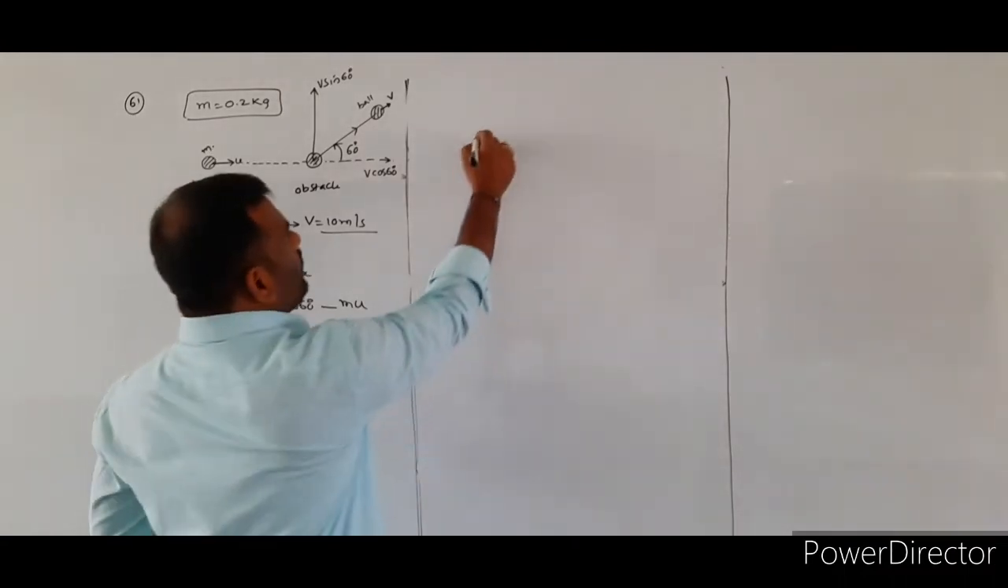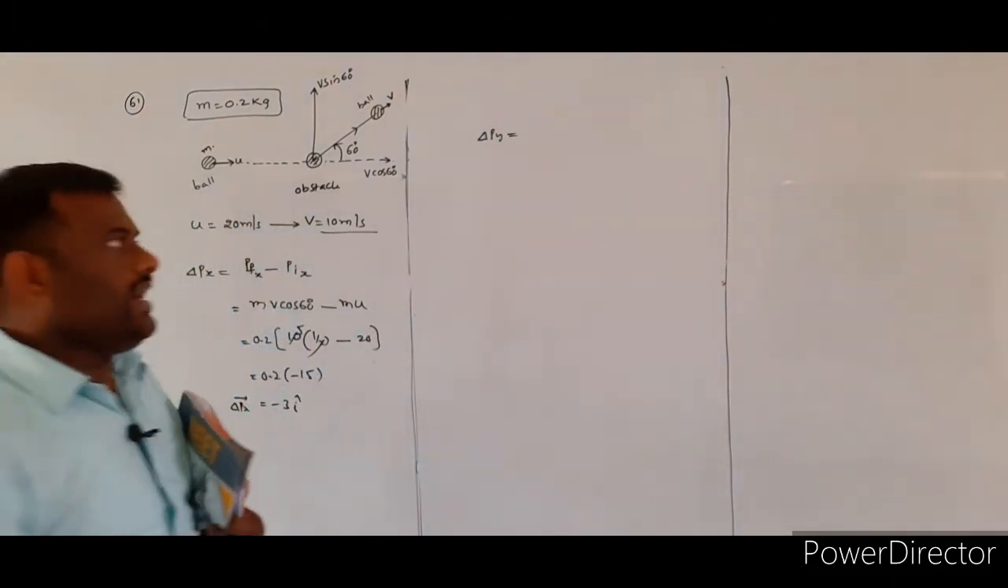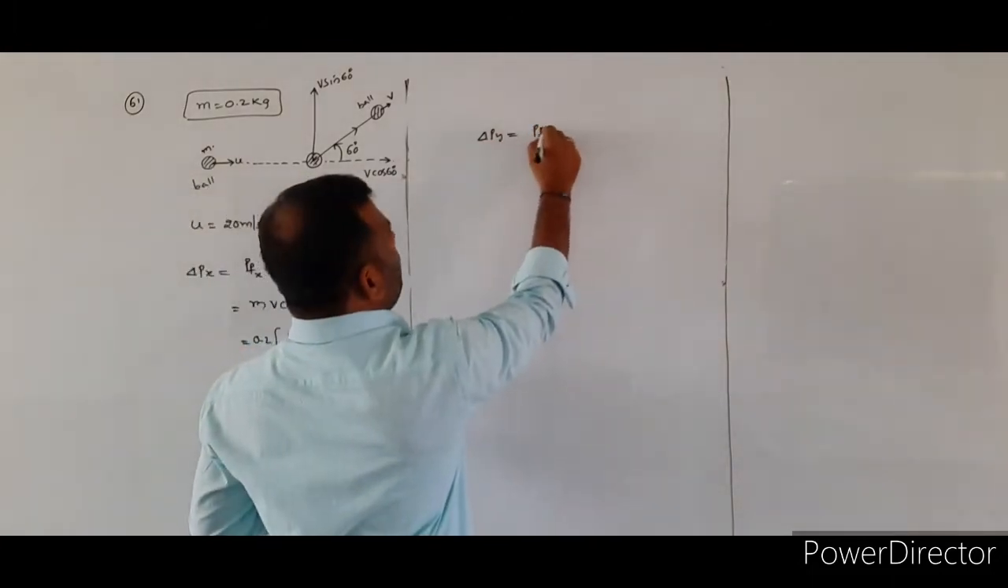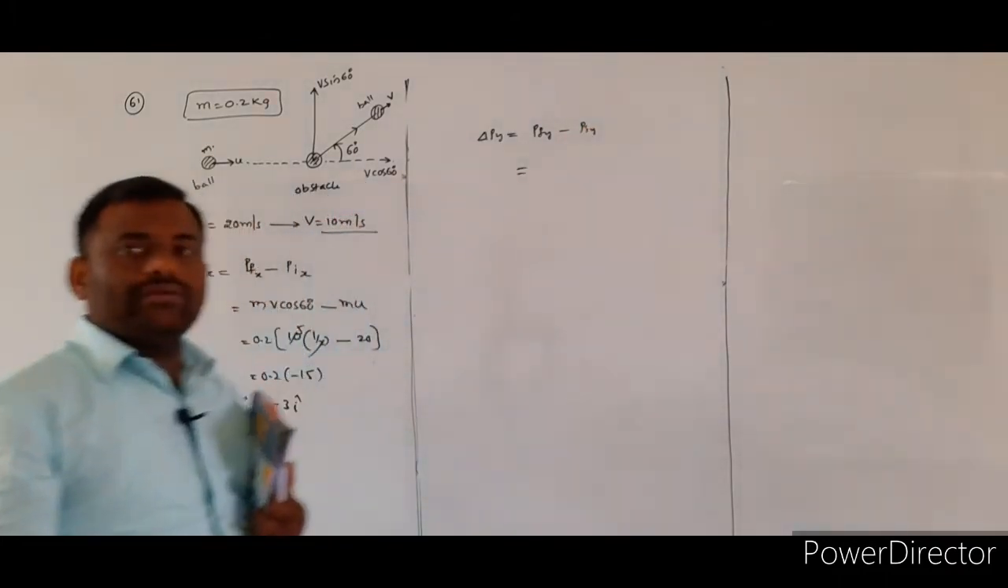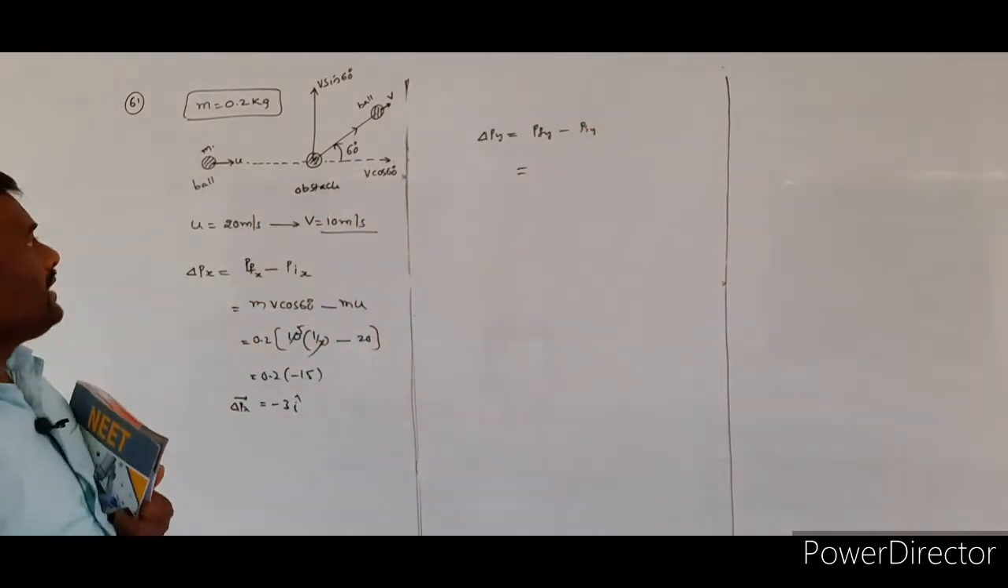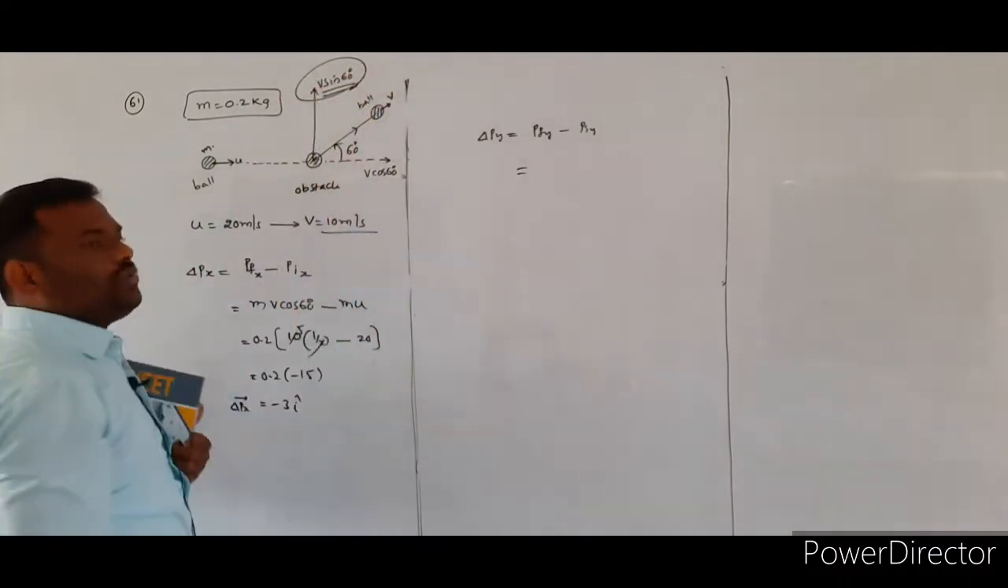Similarly, I want to calculate the change in momentum along the y-axis. That is the final momentum along the y-axis minus the initial momentum along the y-axis. What is the final velocity along the y-axis? V into sin 60.